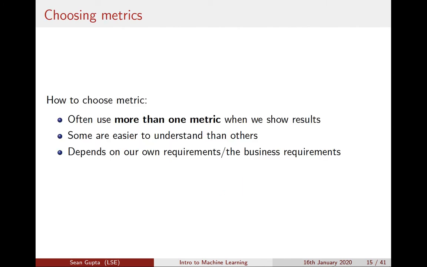You can, of course, also choose more than one metric to display your results. That might actually be more insightful than just using a single one. Well, let's say you have many different metrics to choose from. Which ones do you choose? Well, you might want to choose those that are easier to understand for people who might not know much about machine learning, who are stakeholders in your business, for example. And generally speaking, it depends on your requirements, how you want to measure how good your model is, and what the business's requirements are.